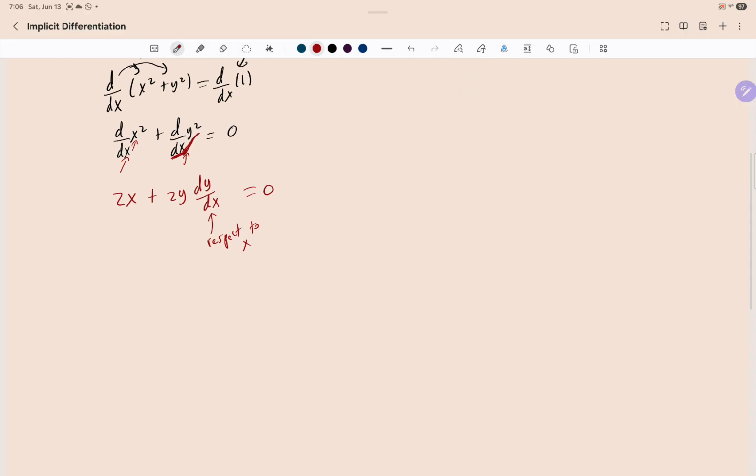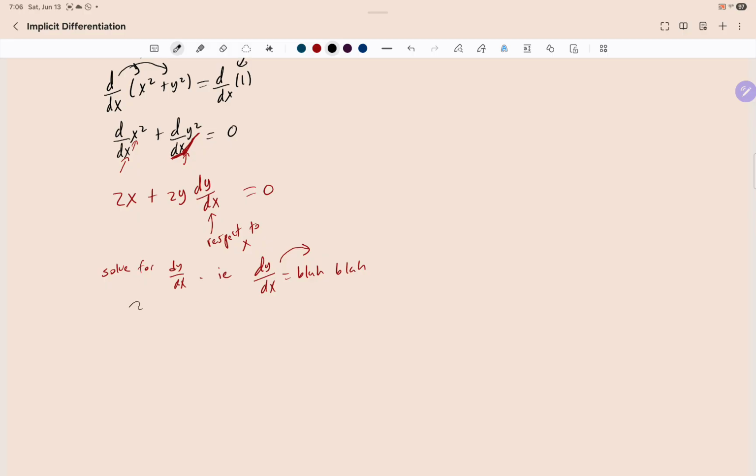Now, the final step for this problem is that we need to solve for dy dx. We want to treat this as an algebraic equation, and the goal is to write dy over dx equals something. In other words, we want to have dy over dx on one side and everything else we kick to the right. Okay, so let's do that now.